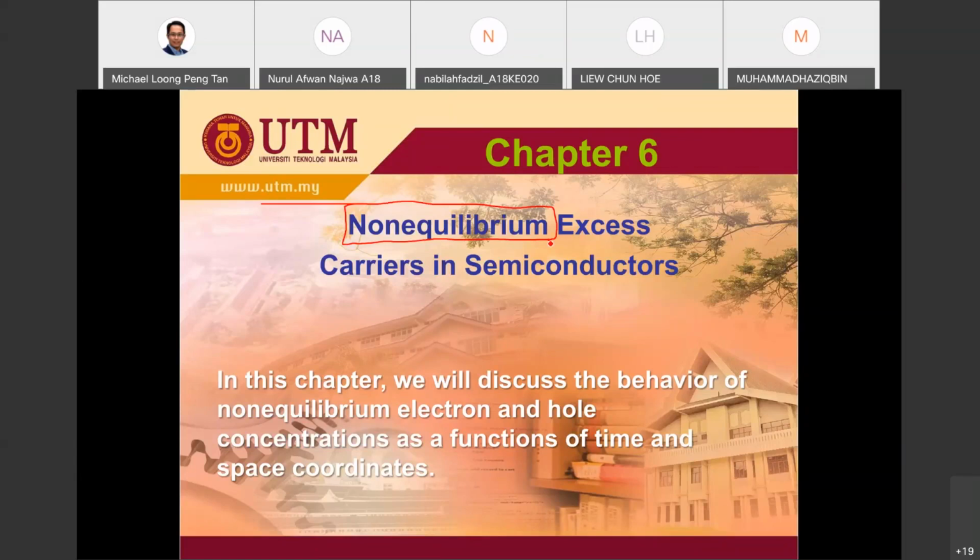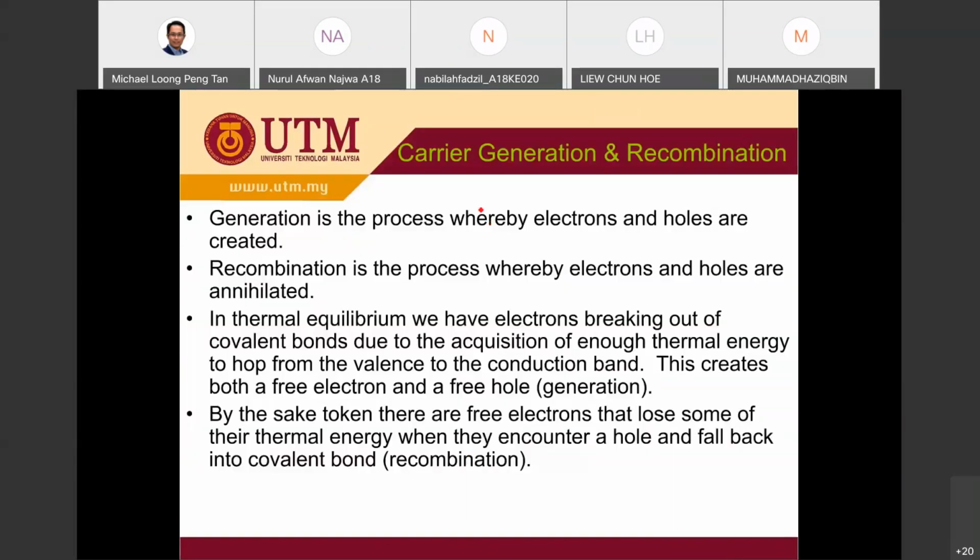What you learned before was n0 and p0 only, right? Now you've got excess carriers, like delta n and delta p. So this excess carrier contributes to the carrier movement in the semiconductor. So you discuss the behavior of non-equilibrium electron and hole concentration as a function of time. This is based on ambipolar. In the end, you get a function of time and also coordinates, space, time and space. So before you can start, you need to know these terms here.